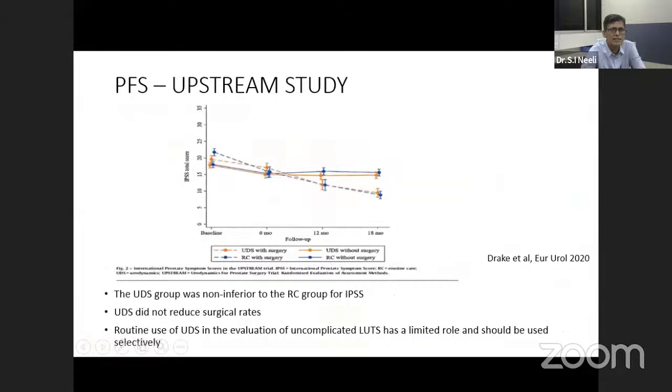Now, is it indicated to do a urodynamic study in everyone? If all the patients are subjected to urodynamic study, as described in the UPSTREAM study, which is a randomized controlled trial, half the group was subjected to urodynamics and the remaining were given routine care without urodynamics. It was found that there was not much difference in the IPSS scores amongst the patients who were treated with routine care and who were subjected to urodynamics, whether they were treated with surgery or with medication.